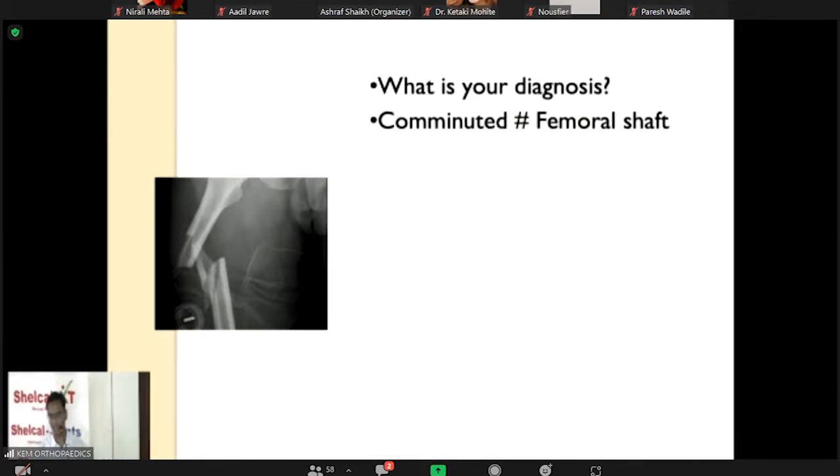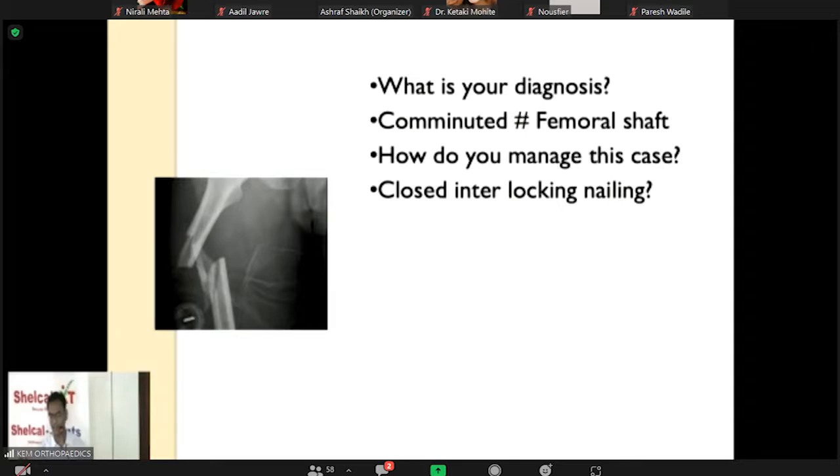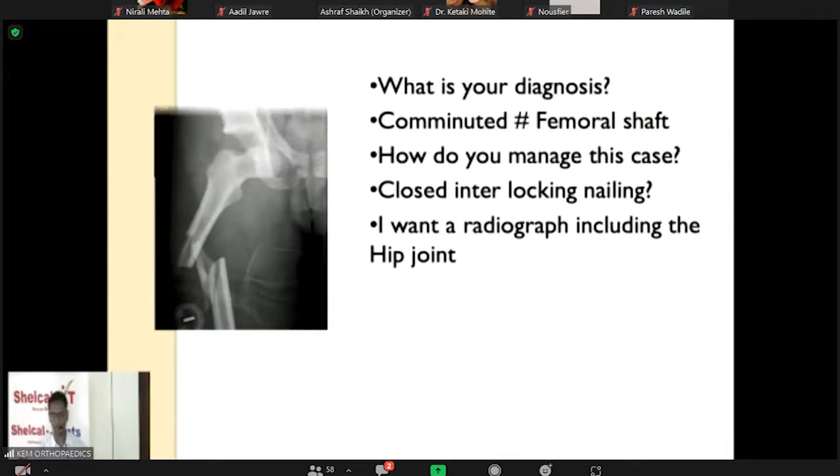Now, why do we require the joint above and below? It's very simple. What is our diagnosis? Anyone? Yeah, comminuted shaft femur fracture, right? How will you manage this case? Nailing, correct. Closed interlocking nailing. But we want an X-ray of the hip joint because that is what the patient also had.